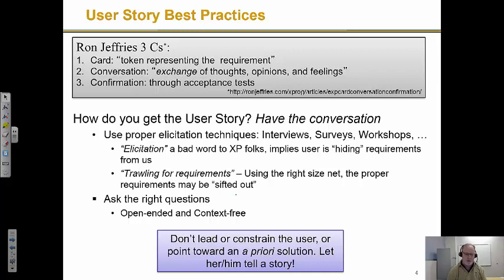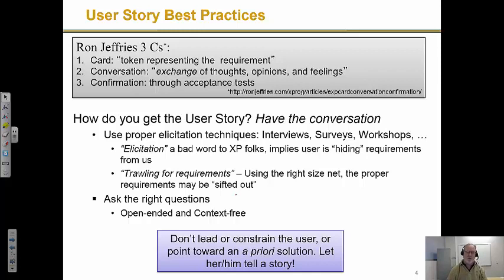A token's a thing, right? It's the string around your finger. It's a token. It's a thing that represents something else. That's the proxy I was talking about. It's not the requirement itself. All right. The requirement is like software. It's not something you can reach out and touch. So we create a tactile representation of it that we call the user story, and that token represents the requirement.